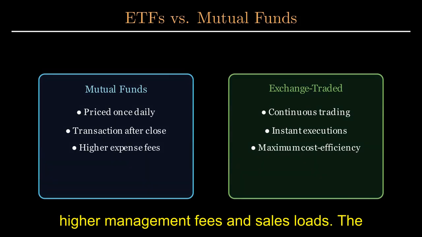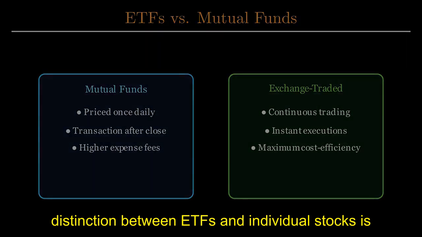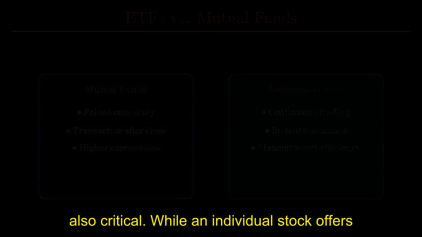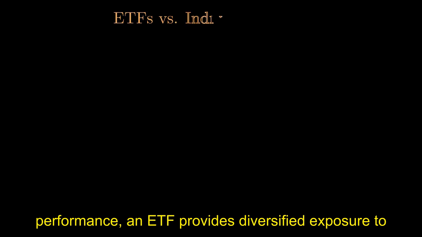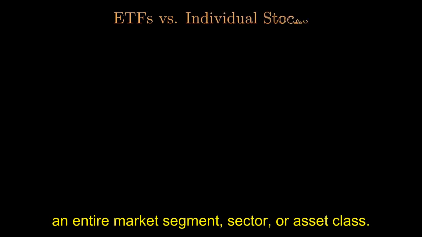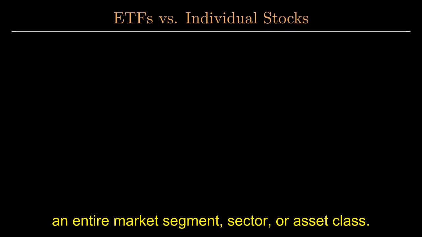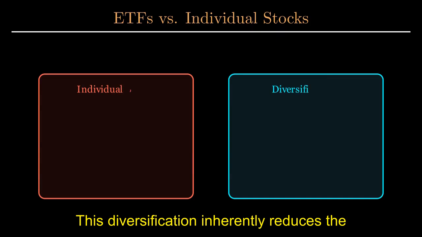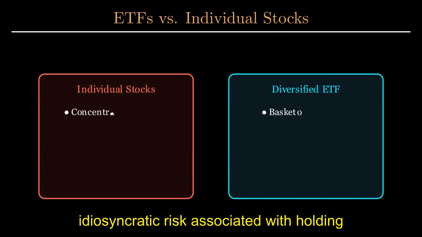The distinction between ETFs and individual stocks is also critical. While an individual stock offers concentrated exposure to a single company's performance, an ETF provides diversified exposure to an entire market segment, sector, or asset class. This diversification inherently reduces the idiosyncratic risk associated with holding individual securities.